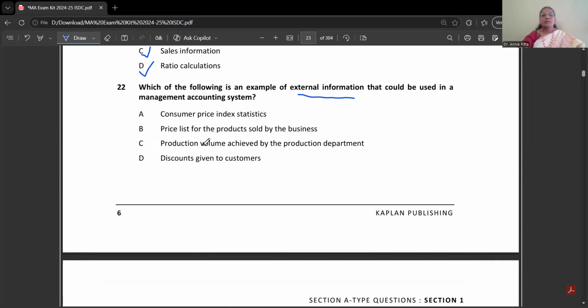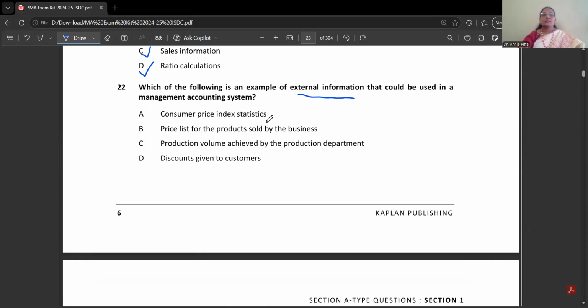How many units the production department is producing is internal data. Discounts given, it's a strategy to increase the sales or attract the customers by way of giving discounts to the customers. So all three, B, C, and D, are internal decisions or internal information that is available.